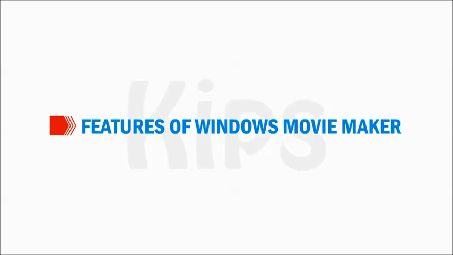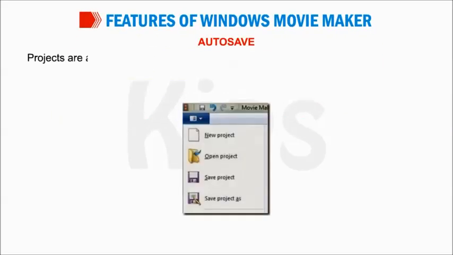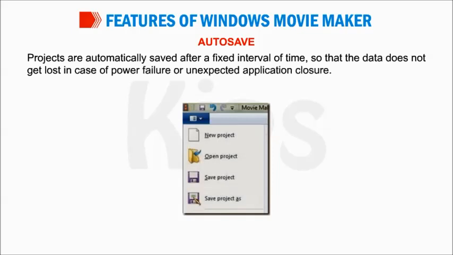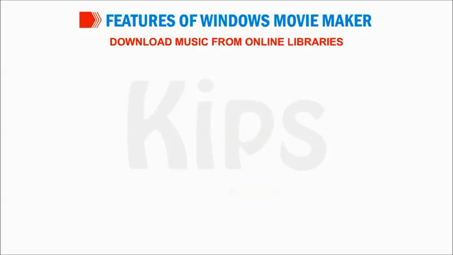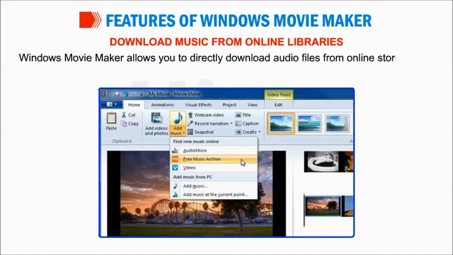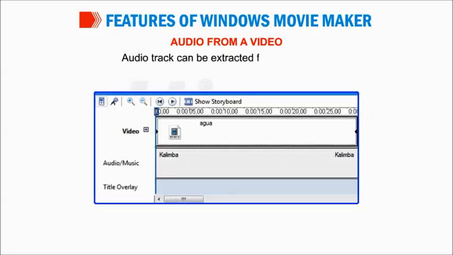Now let us talk about features of Windows Movie Maker. Auto save. Projects are automatically saved after a fixed interval of time so that the data does not get lost in case of power failure or unexpected application closure. Download music from online libraries. Windows Movie Maker allows you to directly download audio files from online stores such as Audio Micro and Vimeo Music Store. Audio from a video. Audio track can be extracted from video files.